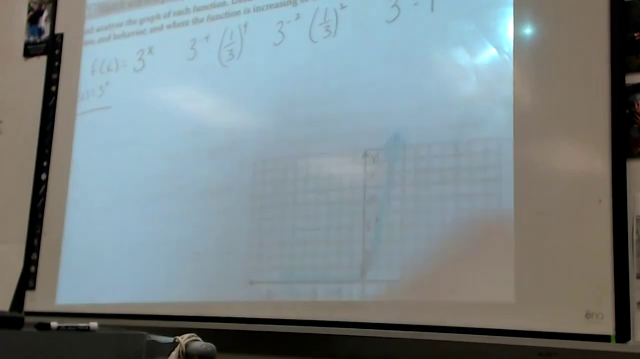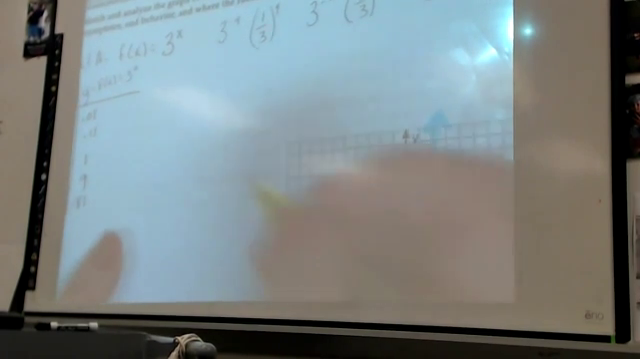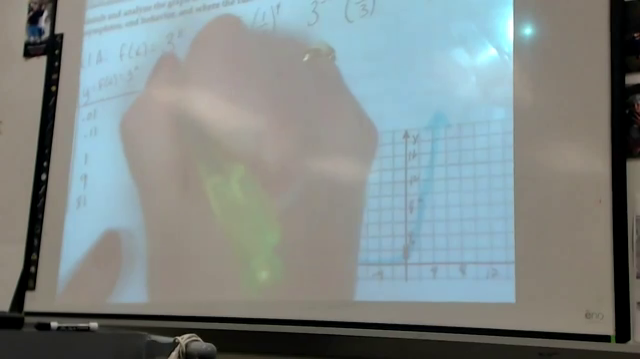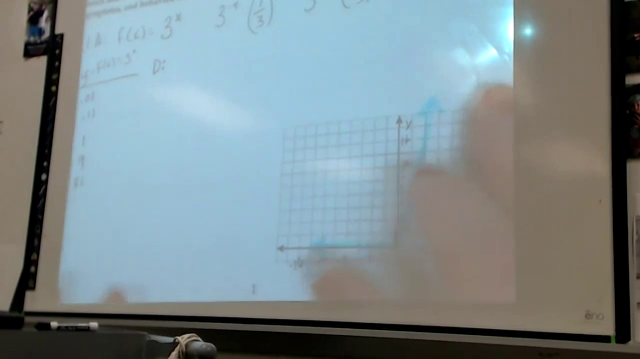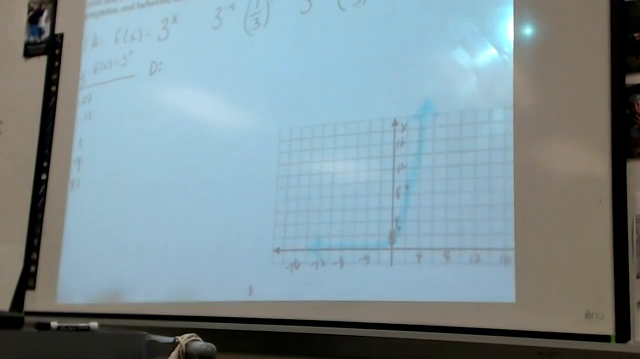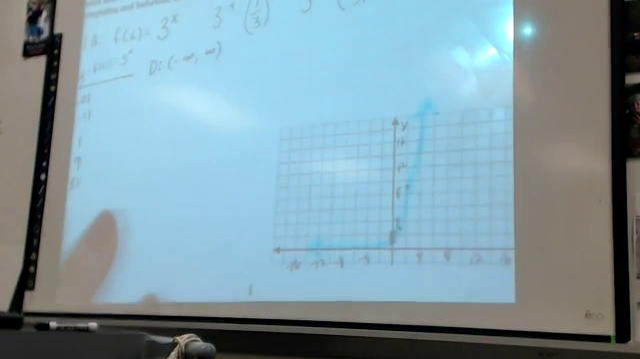Now we want to analyze it based on all these things. All right, domain. You're going to have to reach back in your brain. Who remembers what domain is? Your possible x values. So when I'm looking at a graph, I think, where does it start on the left and how far does it go to the right? It's continuous. Exactly. It goes forever this way and this way. So the domain in interval notation is negative infinity to infinity, which is all real numbers.